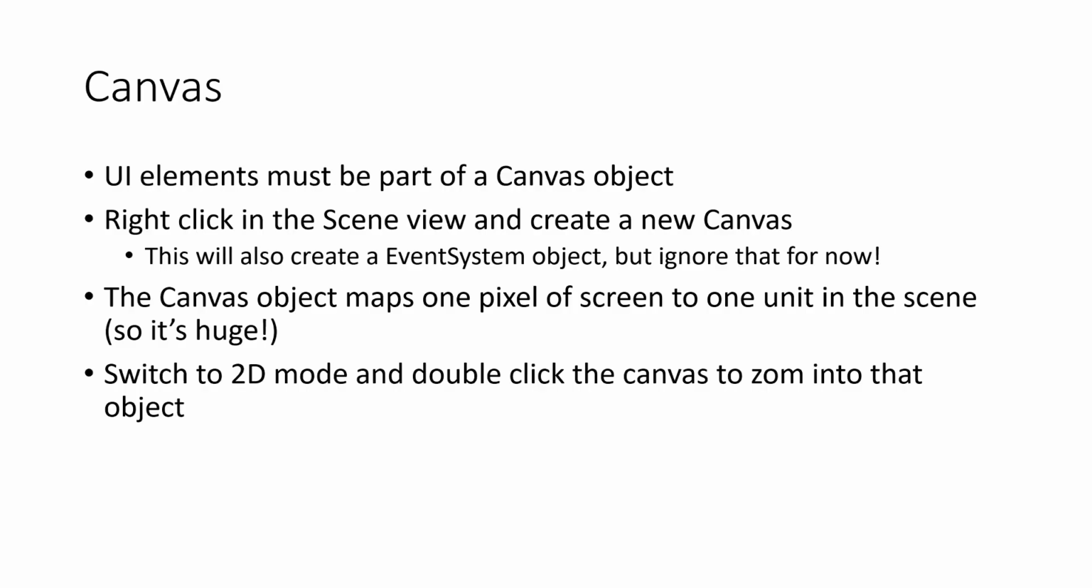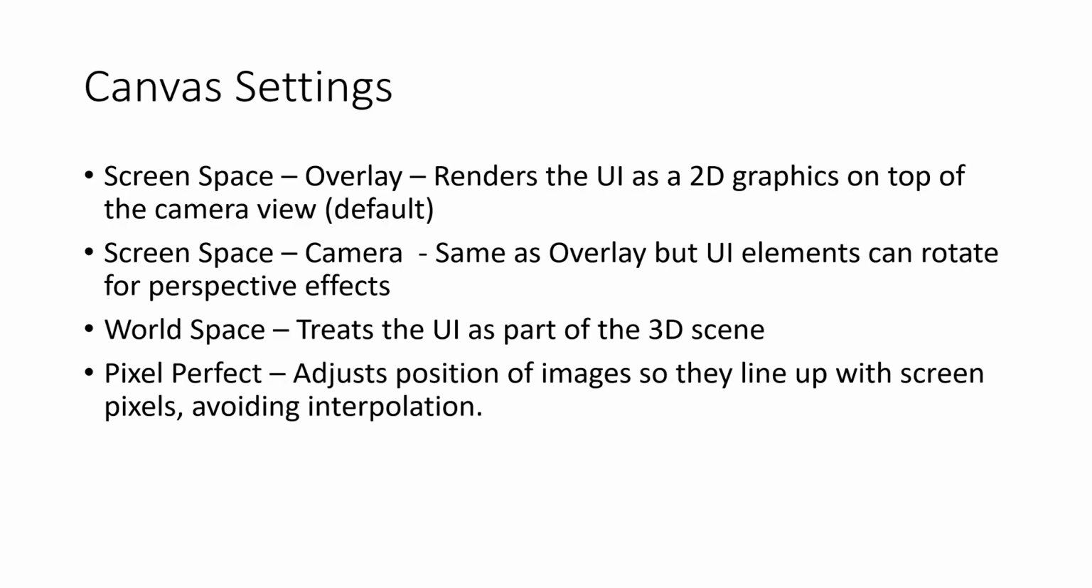It's pretty straightforward. There are some settings that we need to look at for the canvas. There's a screen space, and then we can choose overlay, and that renders the UI as 2D graphics on top of the camera view, which is exactly what we talked about earlier. This is the default. It renders a 3D scene, and it draws the 2D canvas on top of the 3D scene.